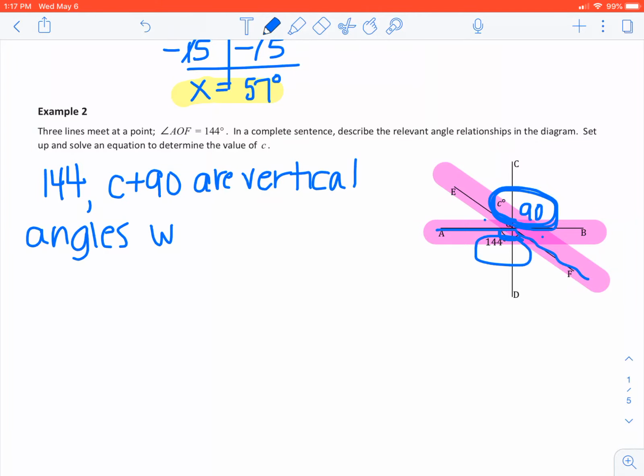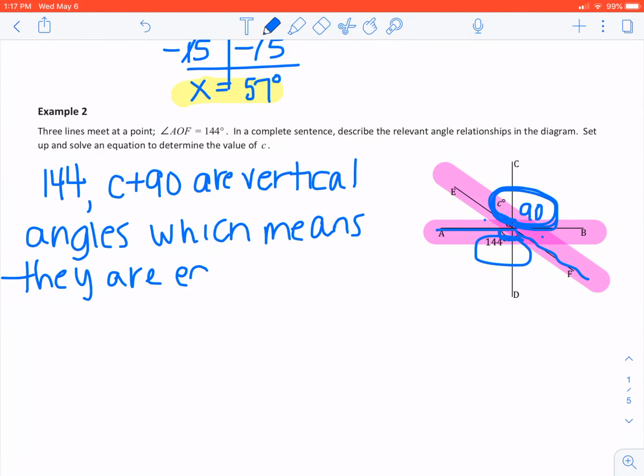which means they are equal. So vertical angles are equal. I'm just going to highlight this for you. We have vertical angles. Here's your vocab word. And then they are equal. That's what happens when you have vertical angles.